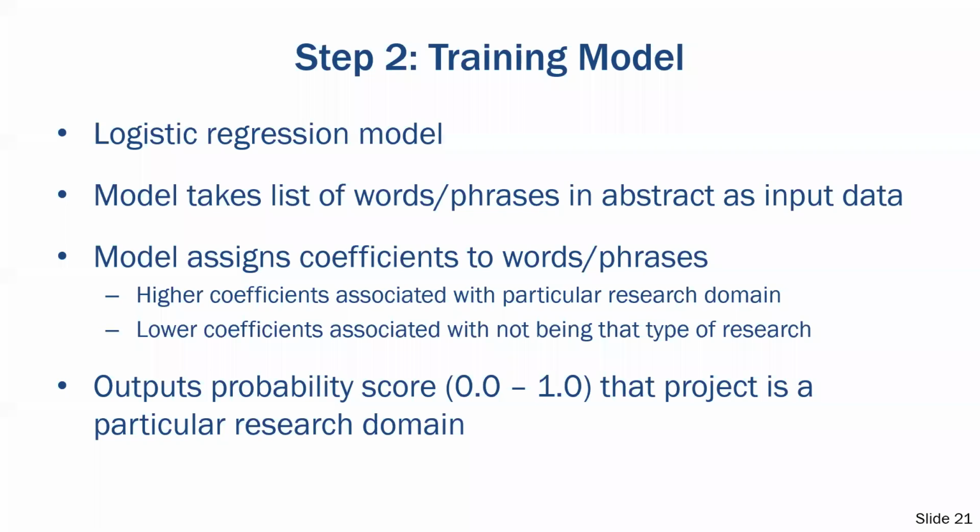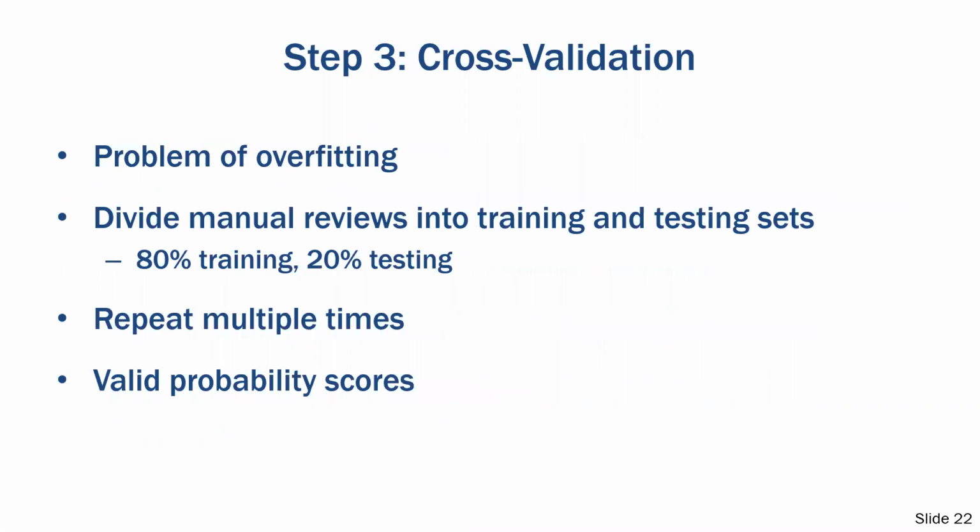In the end, the regression model outputs a probability score from 0 to 1, kind of predicting whether or not that project fits a particular research domain category, whether or not it's PCR. We'll discuss what we do with that probability score in a moment. We also sought to validate this model.